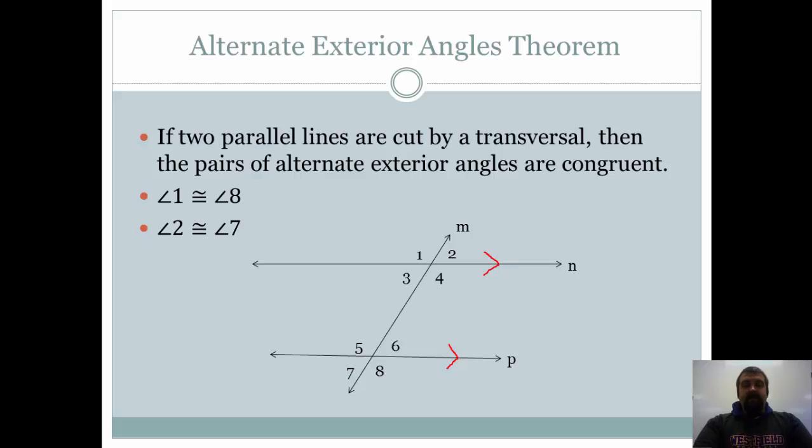So angle 1 and angle 8 in this diagram here are alternate exterior. Therefore, they're congruent. Angle 2 and angle 7, alternate exterior angles, they're congruent because lines N and P are both parallel and they're cut by the transversal M.